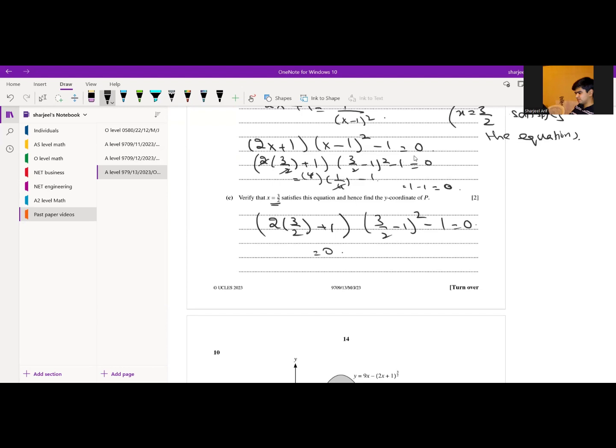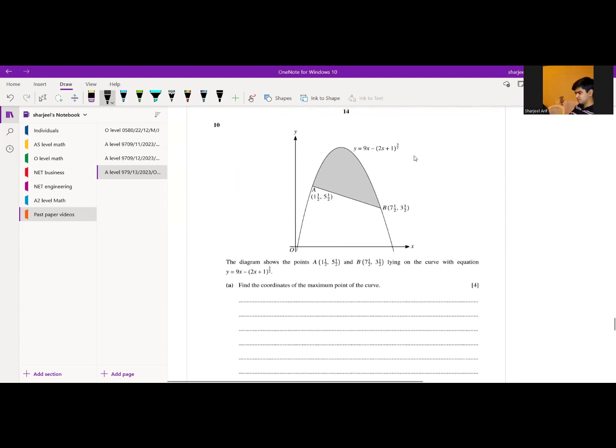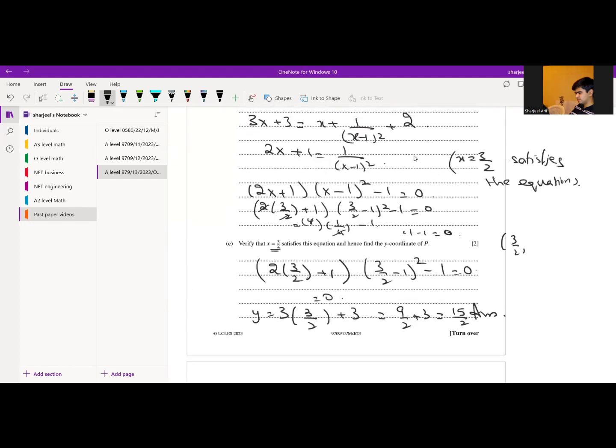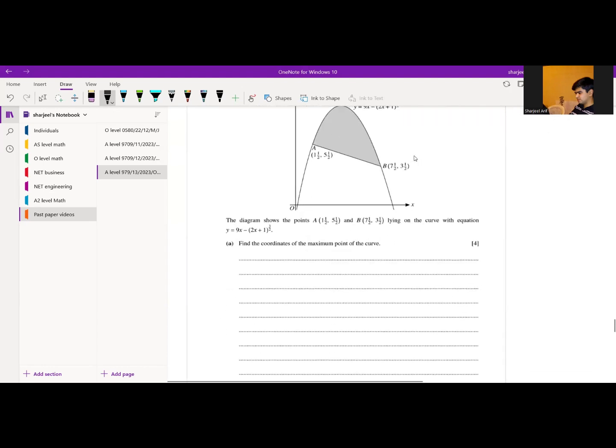And we have to find the value of y now when x is 3 by 2. So answer will be 15 by 2. So the two coordinates are 3 by 2 and 15 by 2, where tangent intersects the curve again.